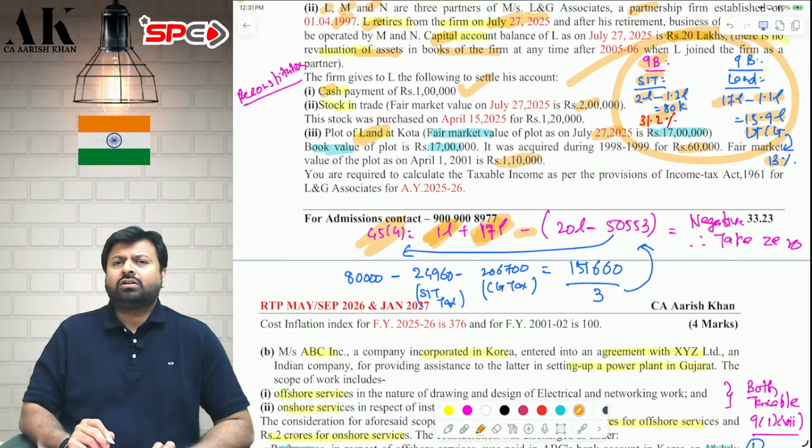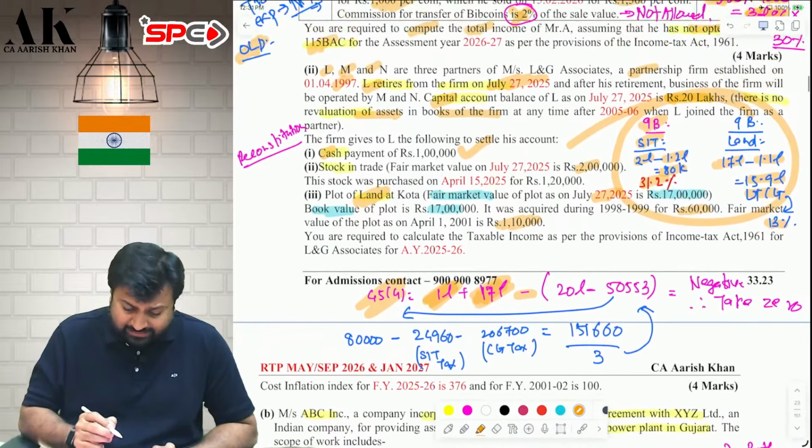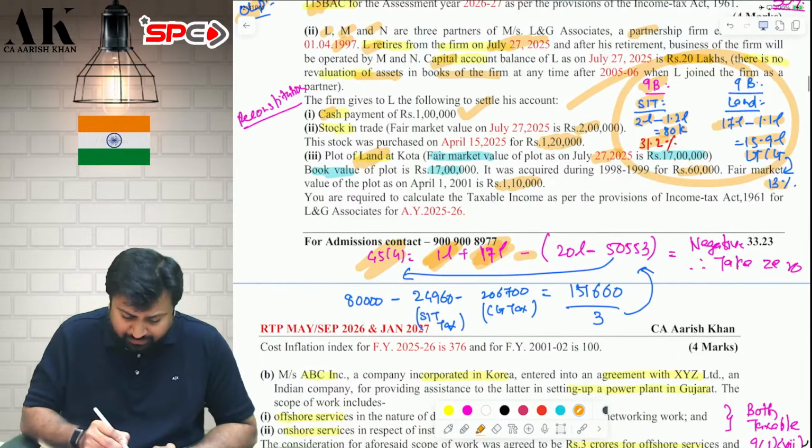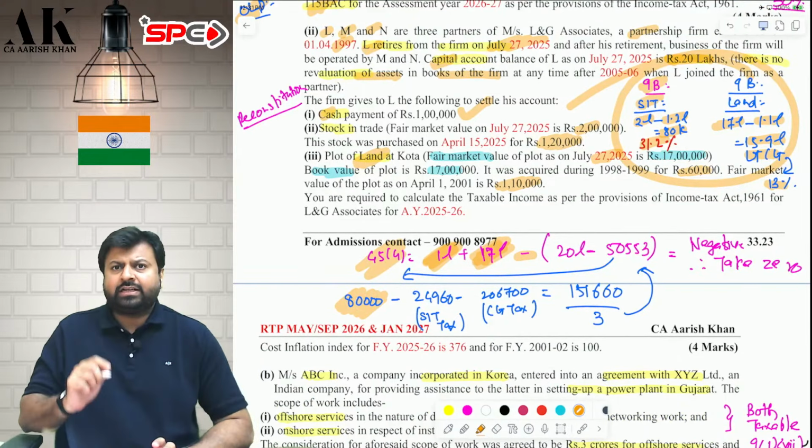It is transferring stock at what price? 2 lakhs. What is the cost of the stock? Is it revaluing? Yes. Check please. The stock is getting revalued by how much? 80,000 rupees. So the book profit, the accounting profit, will increase by 80,000 rupees.